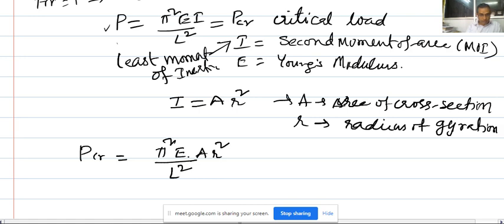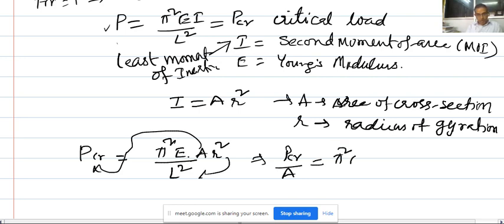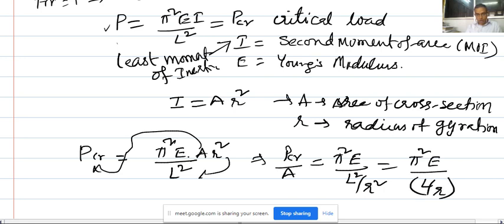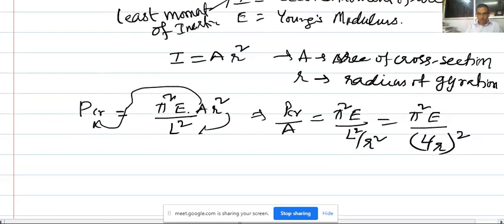Now, if I try to get another form of this, get A this side, and R downwards, I can write down PCR by A, right. A comes in the denominator, pi square E by R square down, it becomes L square by R square. So, I can also write it as pi square E by L by R whole square, right. I hope you understand.